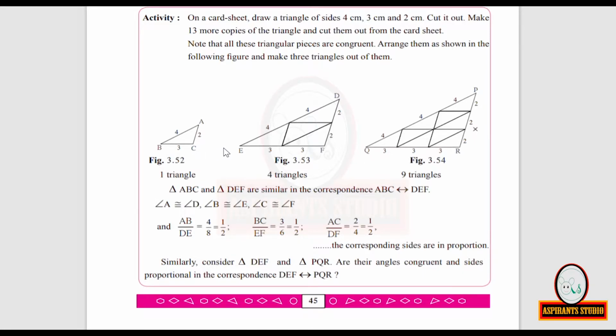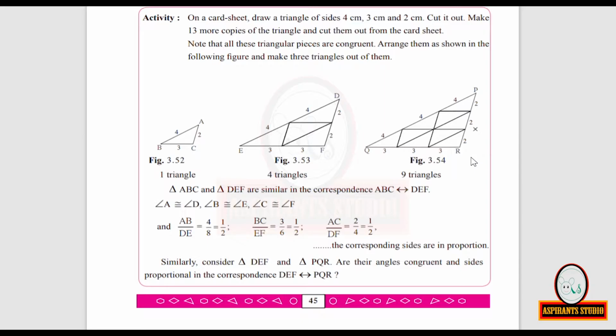Note that all these triangular pieces are congruent. Starting with triangle ABC, we have made 14 triangles, so all the 14 triangles are congruent to each other. And you are arranging them as shown in the following figure and making 3 triangles out of them. One is ABC, one is DEF, and the third one is PQR.